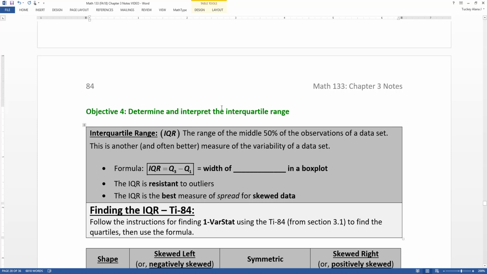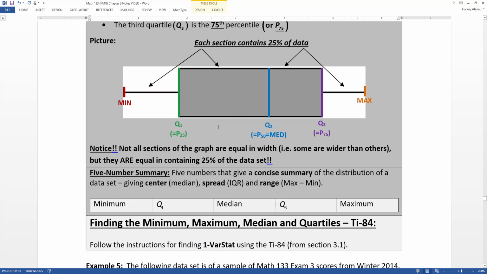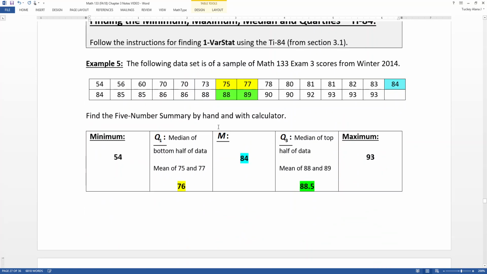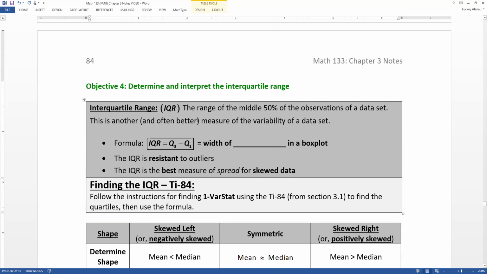So let me scroll back to the graph real quick. Remember that each section has 25%. So the box would be 25 on the left, 25 on the right, which makes 50% of your data. So the middle 50% of your scores have to fall in there. So the bulk of your students, or the bulk of your scores, or the bulk of your whatever, are falling between Q1 and Q3.